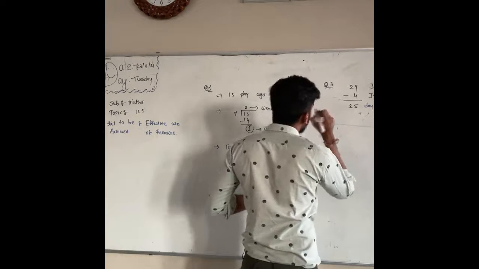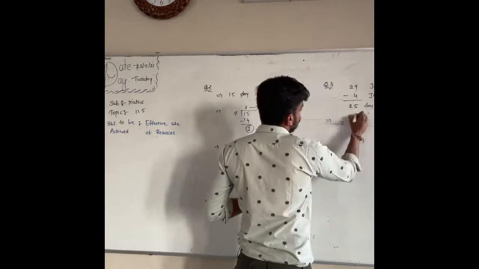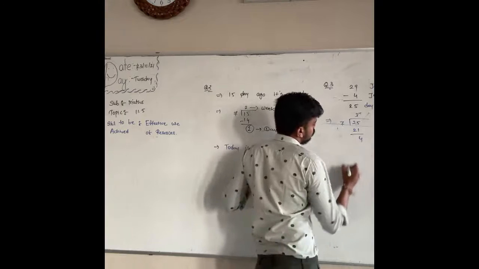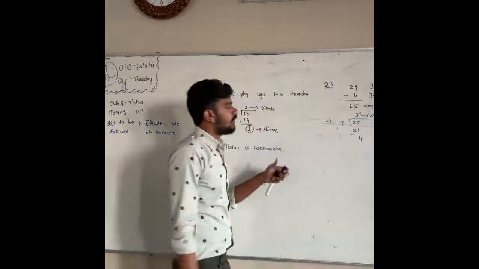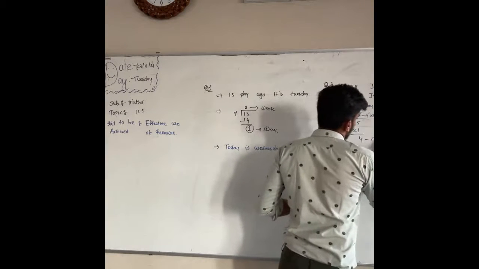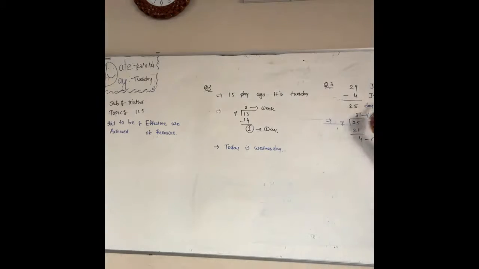So 25 divided by 7, 7 threes are 21, 4 remaining, that's the week. So 25 means 3 weeks and 4 days. If it is a Monday on the 4th Jan, then after 3 weeks, again it would be Monday. And after that, after 4 days, which day will come? Friday. Friday, right?